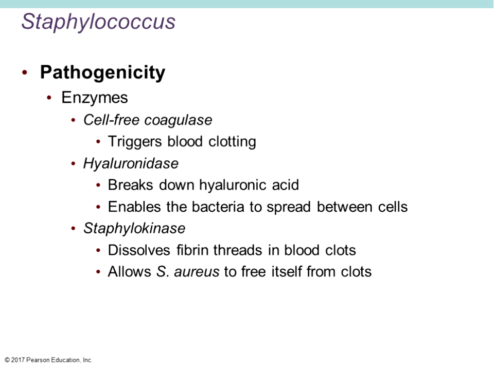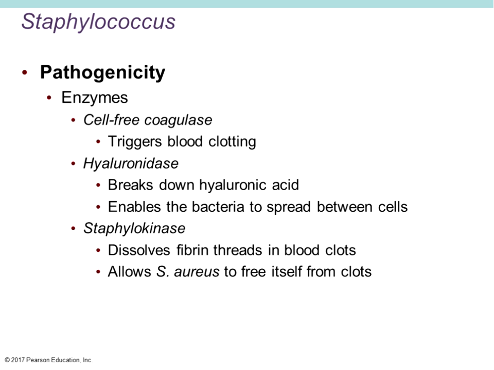Hyaluronidase breaks down hyaluronic acid. If you've taken A&P before, you're probably familiar with hyaluronic acid being the intercellular cement that binds the cells together. By having an enzyme that breaks down that hyaluronic acid, it prevents the cells from having that nice, tight bond, and it allows bacteria in between the cells, so that's going to further spread the bacteria throughout the body.